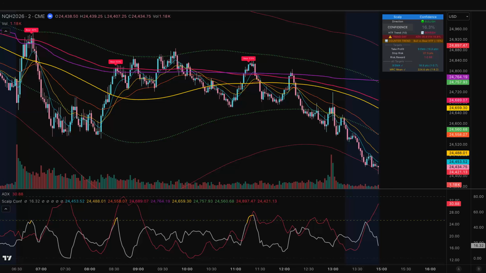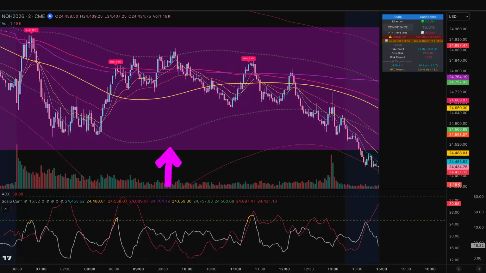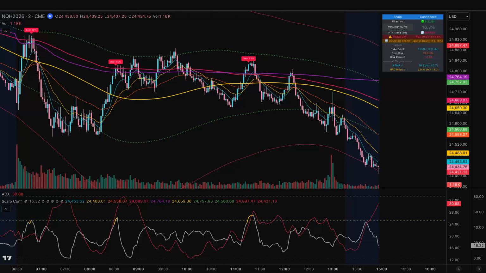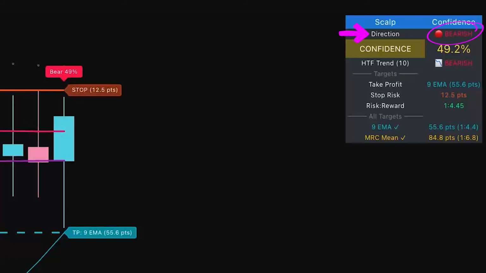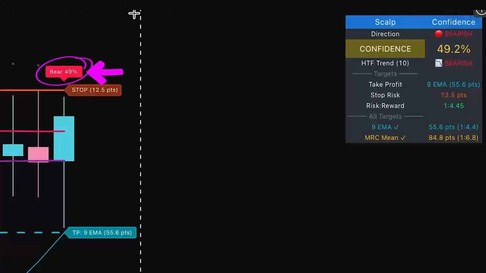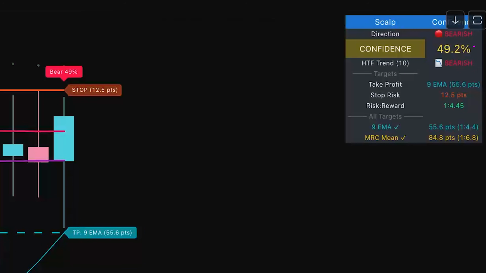Last but definitely not least here is the on-chart displays. These are the ones you're probably going to be using the most when you're scalping. Anytime the confidence score on the dashboard is over 45%, an on-chart label will also appear indicating the intended direction of the trade as well as its confidence score. So here you can see that the scalping direction is indicated as bearish on the dashboard, and you also get a red bear label on the chart pointing down. Confidence score is 49.2, and you also see that here.